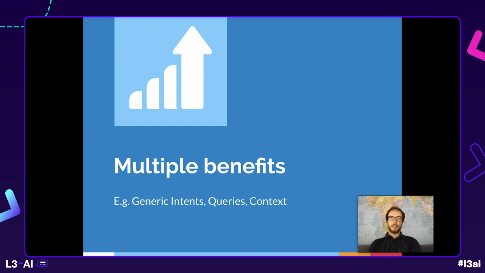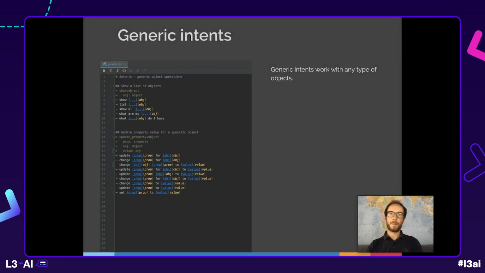Okay, so far we've seen how object-oriented conversational AI can be used to model intents linked to objects in the graph. But there are many more benefits to the object-oriented approach. We'll briefly look at three of them now. First, we can define generic intents that work with any type of objects. They are somewhat similar to base class methods or templates in object-oriented programming. And the nice thing about them is that they work out of the box, saving a lot of development time.